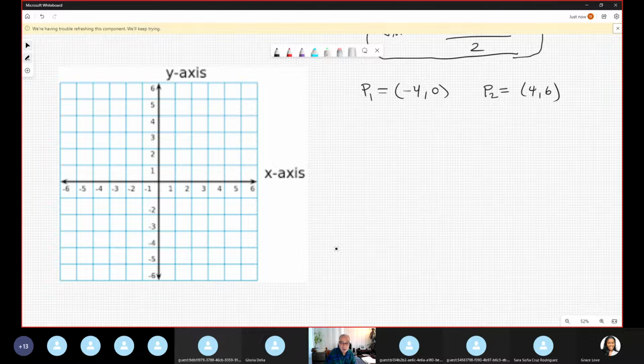Okay, important. First of all, step 1 is plot the points. So we need a graphical part. You plot the point (-4, 0) here. This is P1. And you plot the second point (4, 6), I suppose here. P2. Okay, cool.